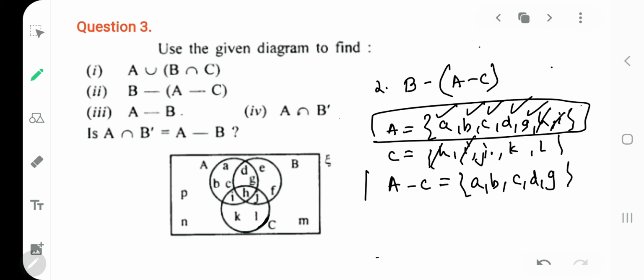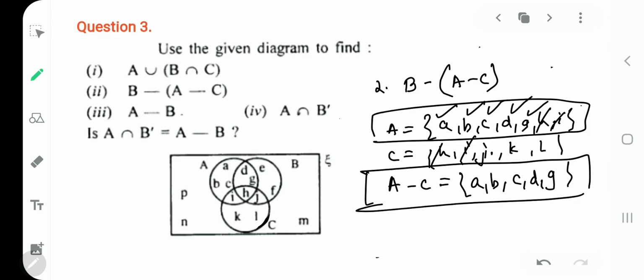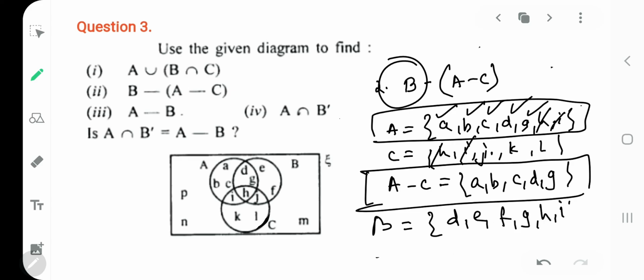Once you got A minus C, now you have to take B, and B is D, E, F, G, H, I. From B you have to subtract A minus C. मतलब A minus C के जो भी elements हैं, अगर उसके elements कुछ B में हैं तो निकाल दो. So you can see D is there, G is there. So D and G I'll subtract from B.